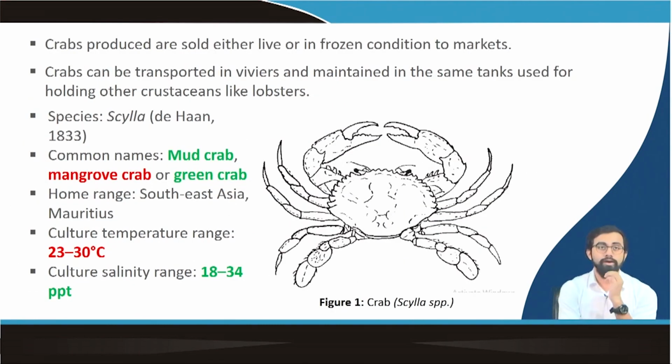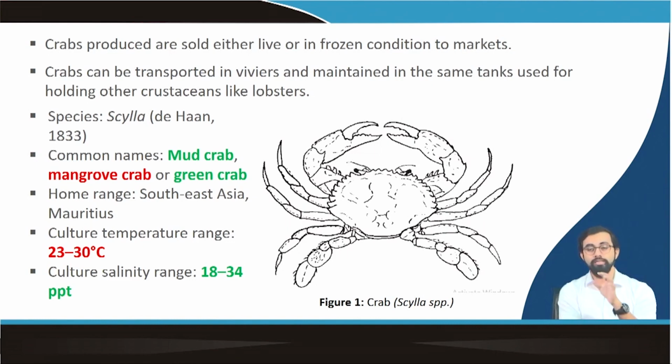In general, the crabs produced are normally sold either live or in the frozen condition to the market, and are transported by amphibians or maintained in the same tank used for holding other crustaceans like lobsters. Okay. The species that I will be mainly discussing, because of its importance, its availability and the market demand, is the Scylla species, as I already told. It is also known as mangrove crab, green crab, or the mud crab. Okay. Its main dwelling region is Southeastern Asia, Mauritius, these places.